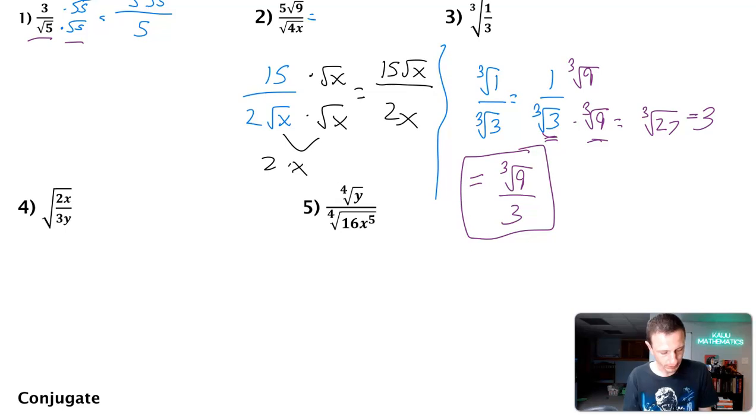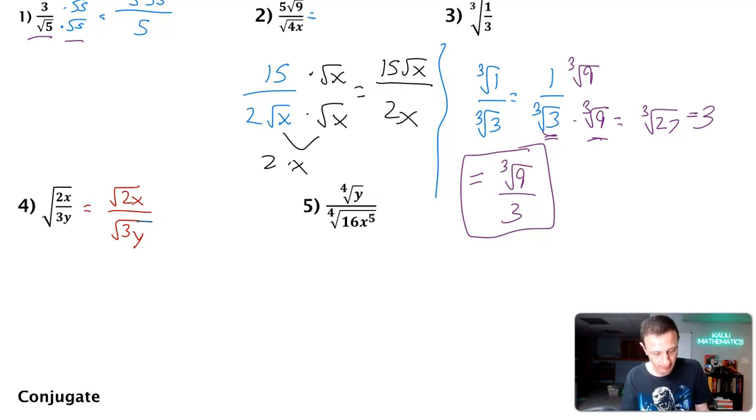Number 4. I like to just take the fraction part and separate it into two different radicals, and see what happens here. So I'll have the square root of 2x over the square root of 3y. And this is a square root. Square roots are the easiest of the potential scenarios because you're just multiplying by whatever's inside that radical. So it's going to be times square root of 3y times square root of 3y.